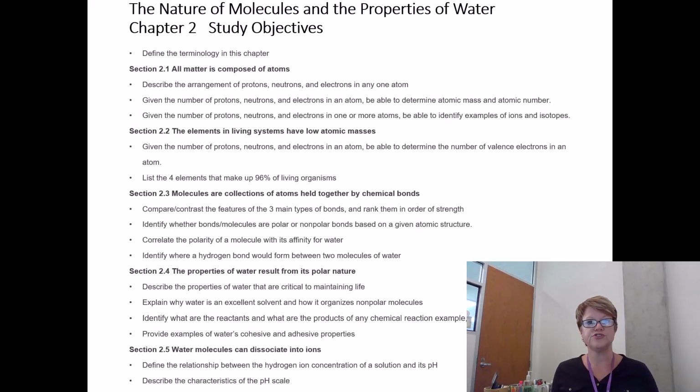Okay, this is chapter 2, the nature of molecules and the properties of water. If you've had some chemistry in the past, then you may find this chapter a little bit easier. If not, I do plan on taking it each section at a time to break it up. So some of you may want to take it a section at a time and make sure you have enough time to process each part. Some of you may zoom through the whole thing.